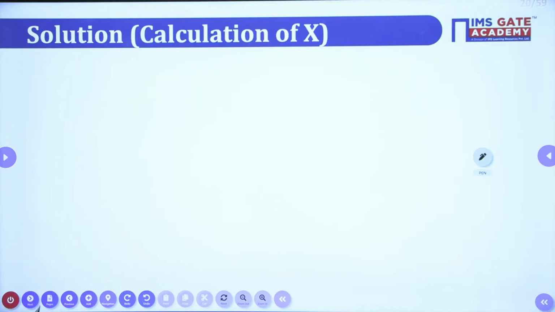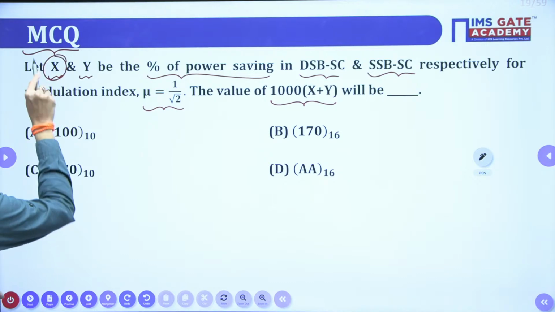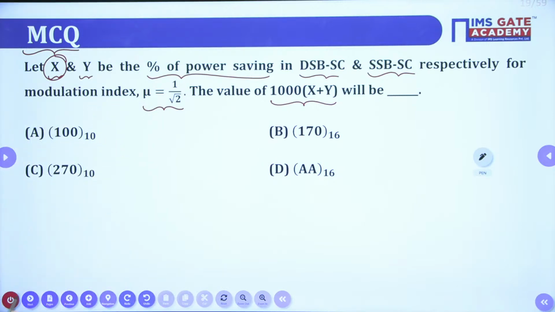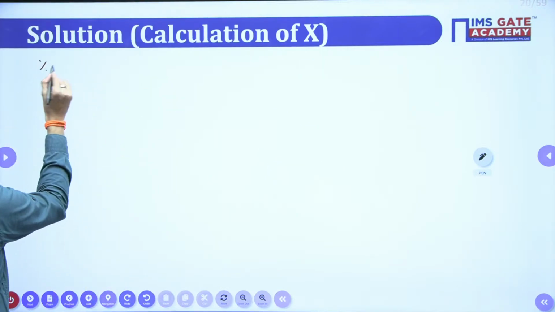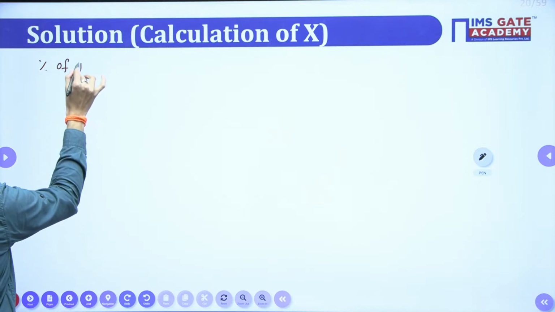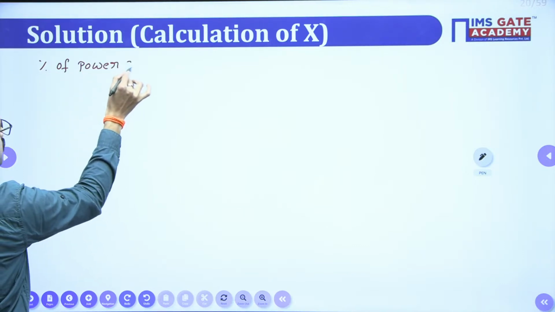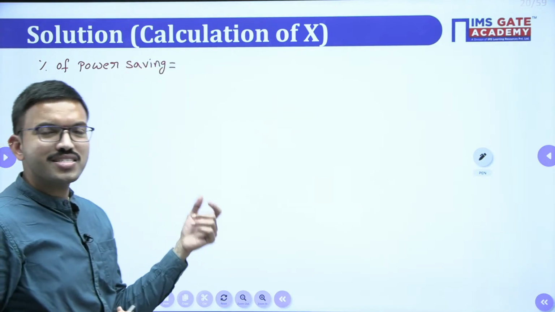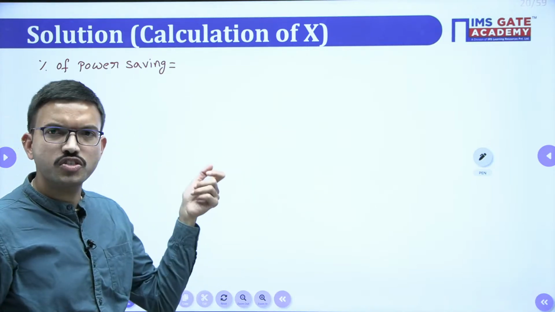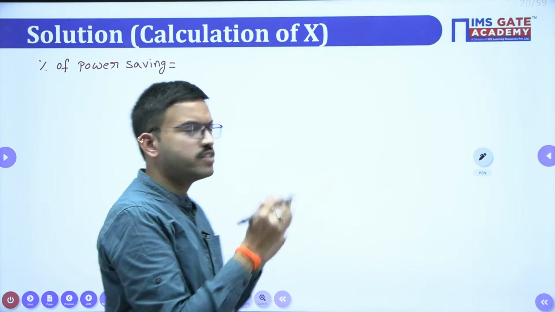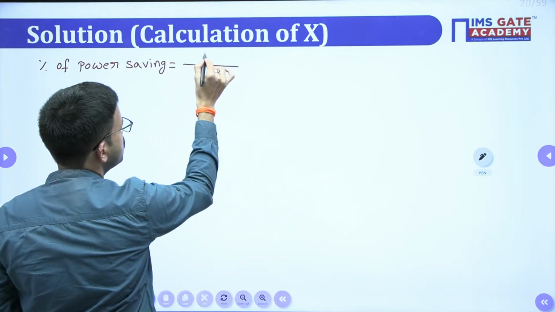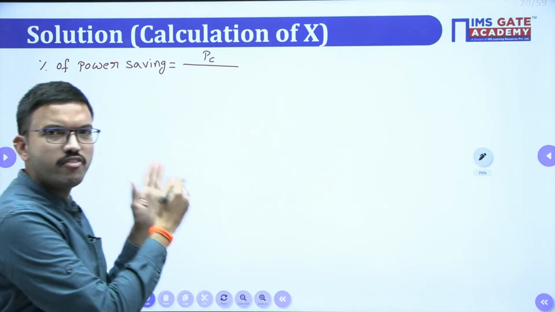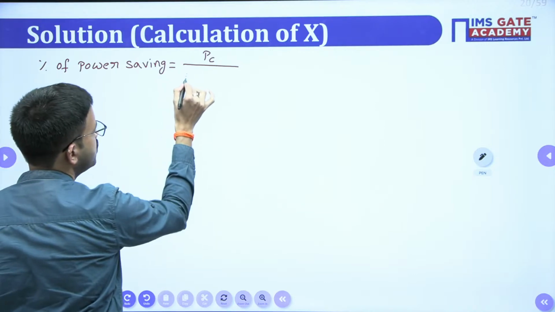First let us calculate X. What is X? X is the percentage of power saving in DSBSC. As the name implies, double sideband suppressed carrier, that means we have suppressed the carrier power, so that amount of power we have saved. In the numerator you will get the carrier power, and in the denominator you will get the power of the AM signal when it is transmitted.